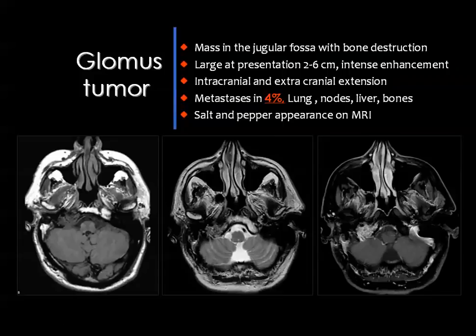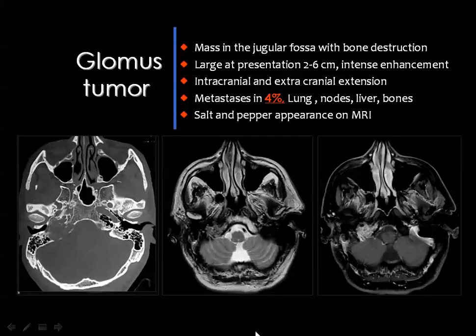Glomus jugular is centered to the jugular fossa, and this tumor will destroy the jugular fossa, and the related part of the petrous bone, may invade the middle ear cavity and may extend in the cerebellopontine angle area as well. These tumors are on the benign side. They are slowly growing, but some of the tumors may give metastatic deposits into the lung, lymph nodes, in the liver, or in the bone.